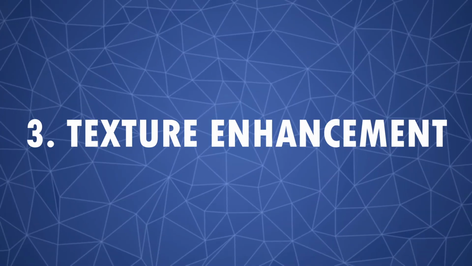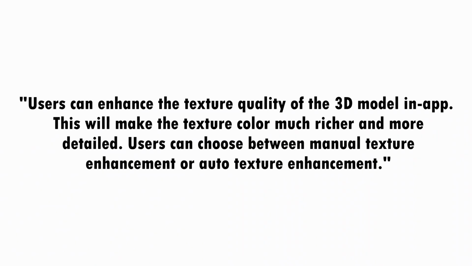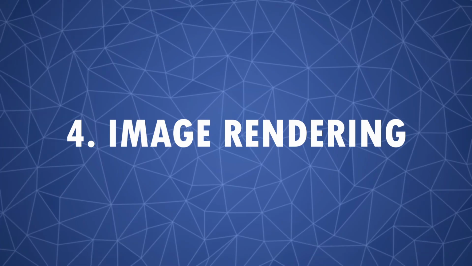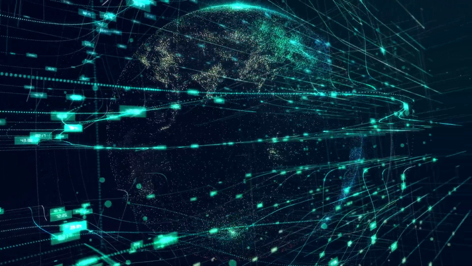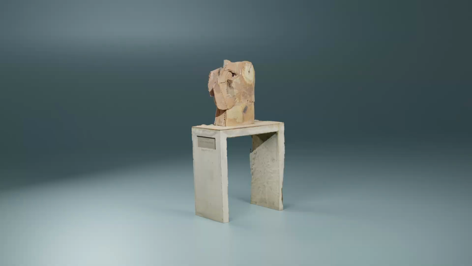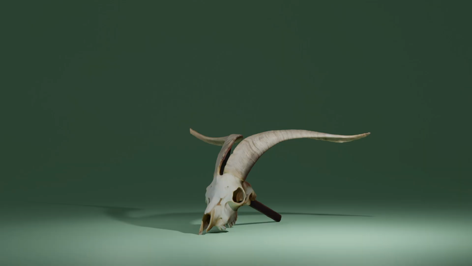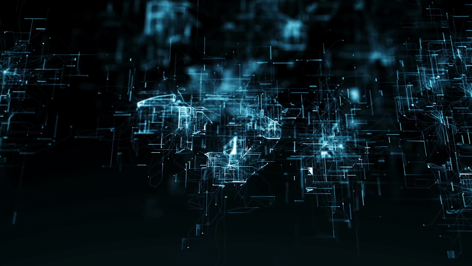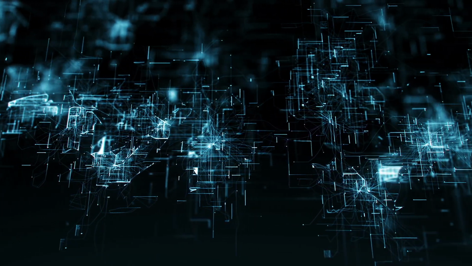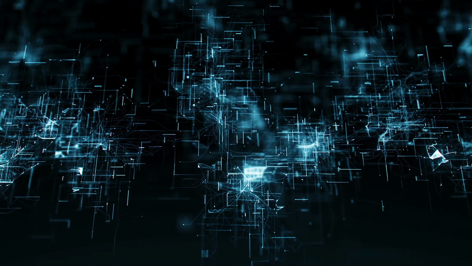Texture enhancement. This allows you to enhance the texture quality of the 3D model within the app. This will make the texture richer and more detailed. You can choose between manual and auto texture enhancement. Image rendering. This feature gives us the possibility to render the 3D scan with the new cloud rendering engine. We can use our 3D scans in a variety of previously created scenes. Since it is rendered out on the cloud, it should deliver great results really fast.